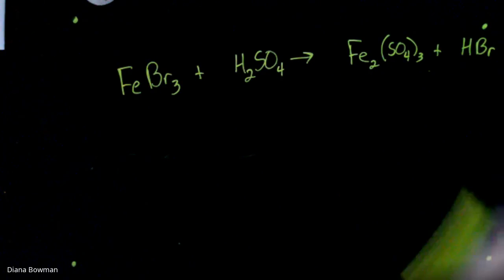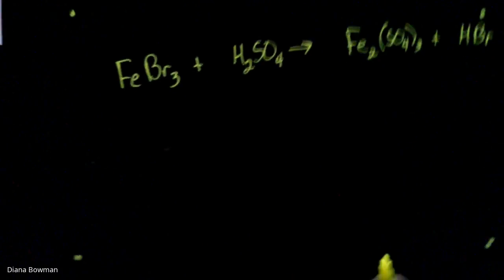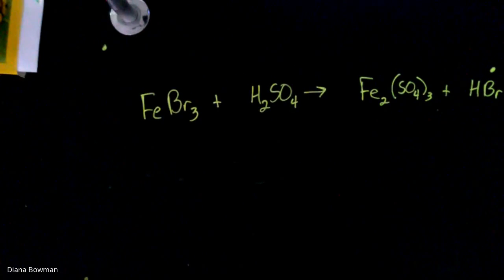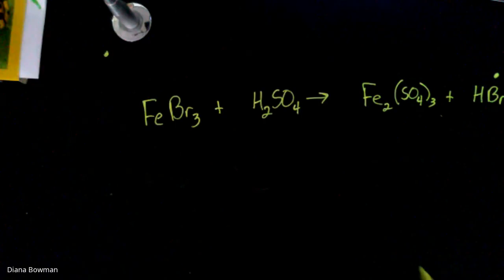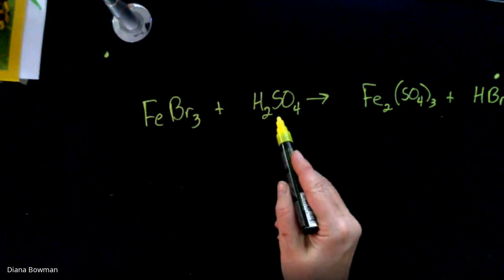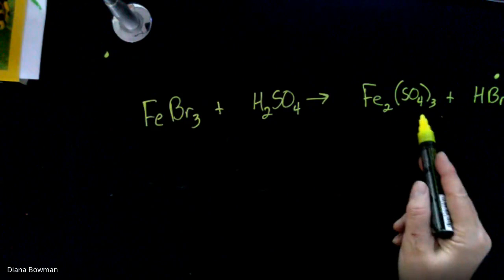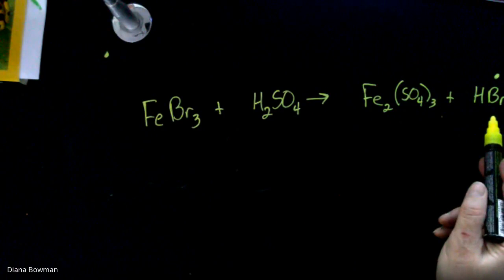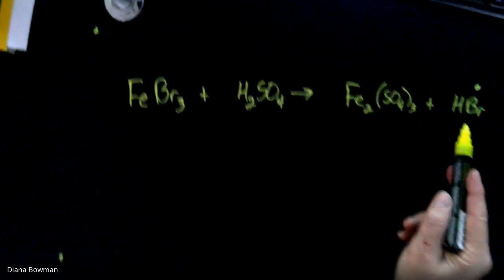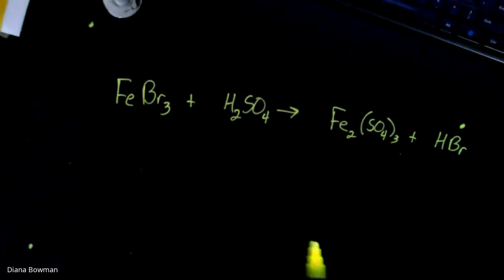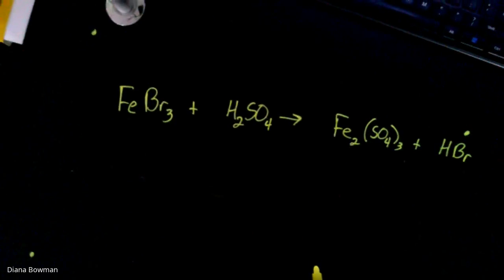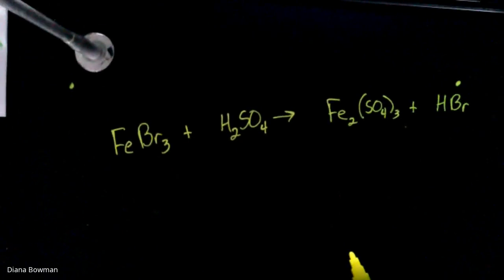Can you guys see that? HBr? Ooh, that's about out of there. What if I do this? Okay, now you can see it. All right, so we've got iron bromide going to react with sulfuric acid. And when it does, it's going to make iron sulfide and hydrogen bromide. Okay, those are the things that we're going to make. Okay, it's kind of crooked, but hopefully you guys can see it okay. Maybe if I arrange it. There we go. That's better.